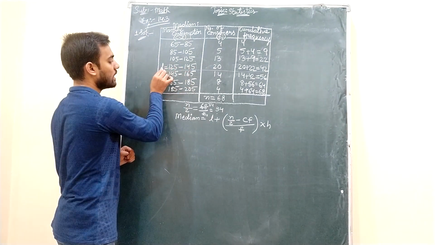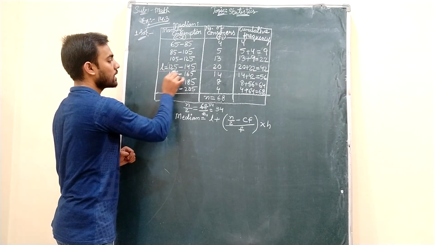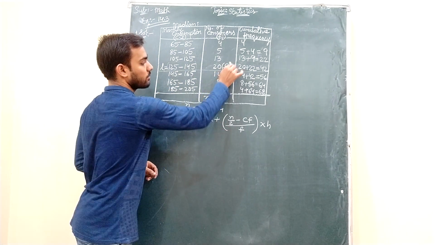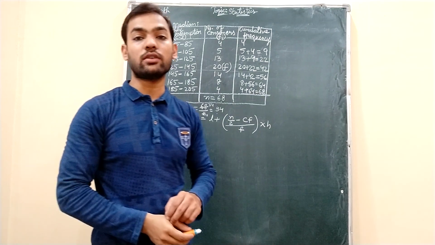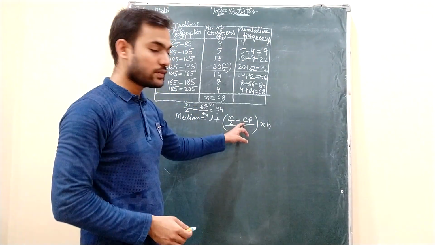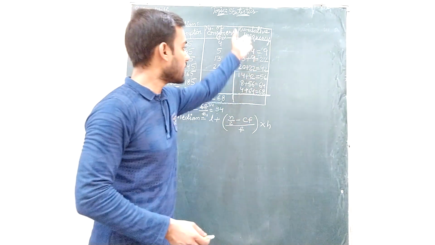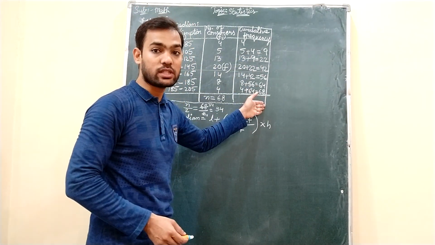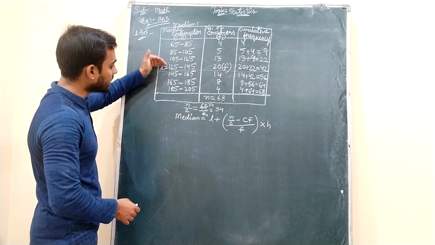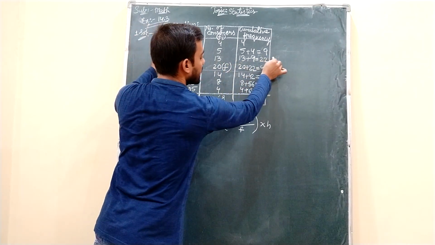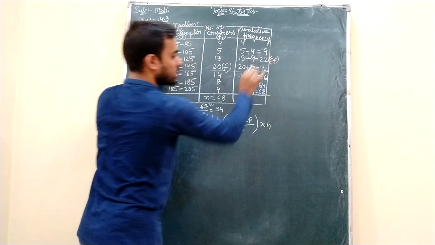So this L value we will take from the lower boundary of this class. This is the median class, so L stands for the lower boundary of the median class. And f will be this, because f is the frequency of the median class, and Cf is the cumulative frequency of the class preceding the median class. Which cumulative frequency do we take? The one preceding the median class. Before the median class, this class is there, so from this class we will take the cumulative frequency.